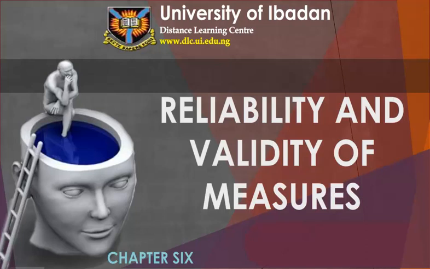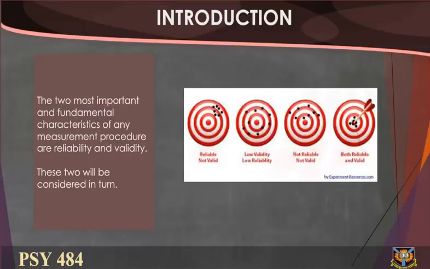Chapter 6: Reliability and Validity of Measures. Introduction. The two most important and fundamental characteristics of any measurement procedure are reliability and validity. These two will be considered in turn.